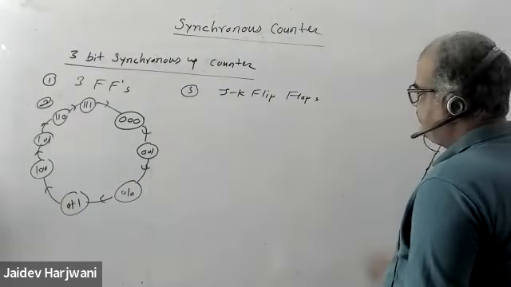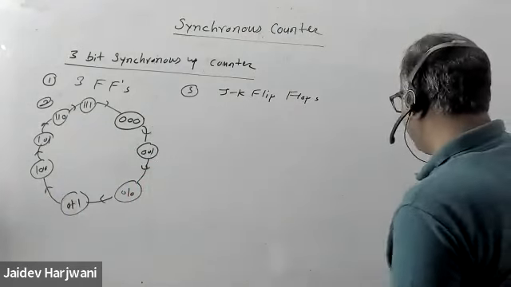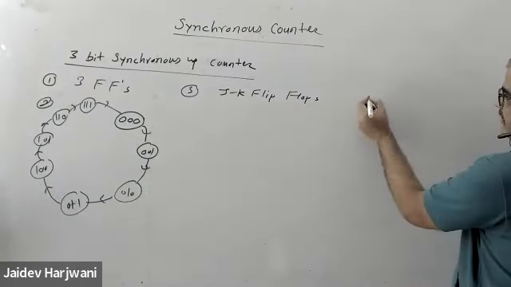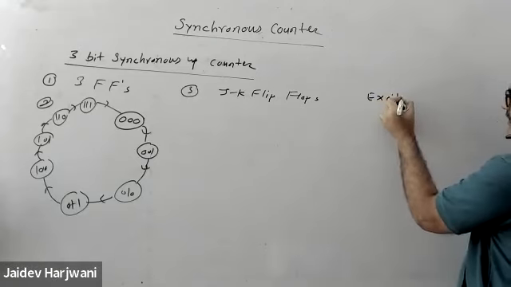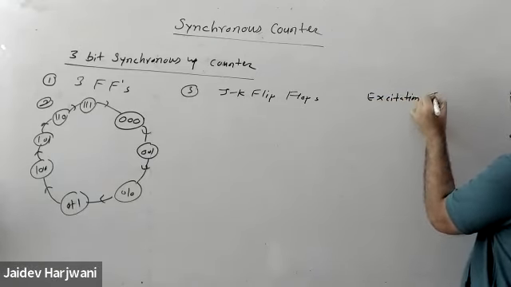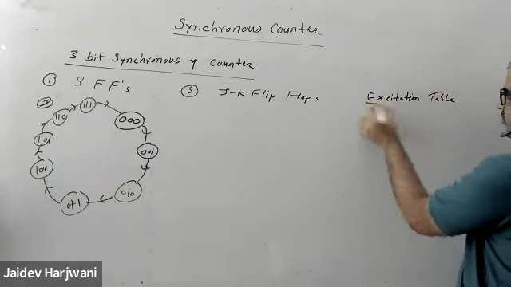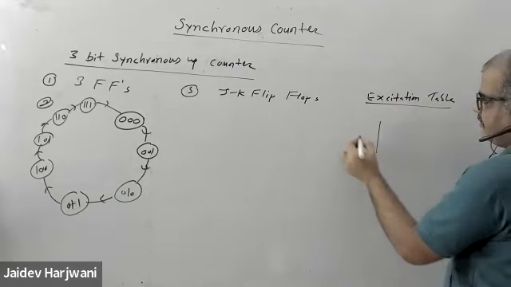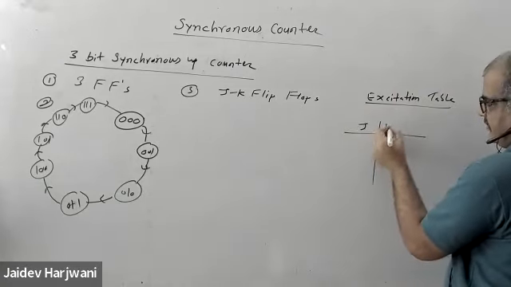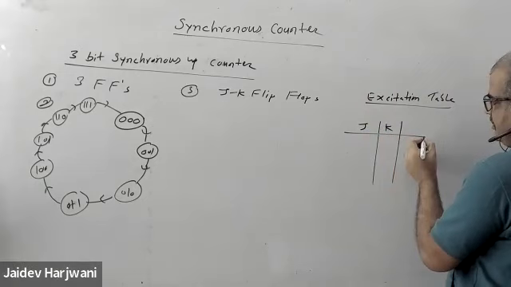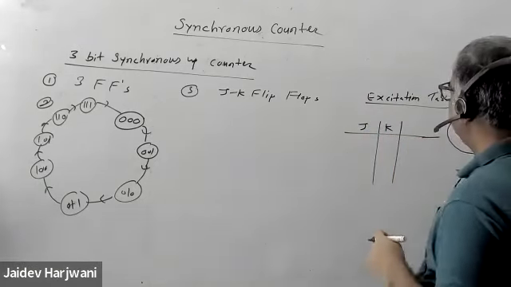Now I'm going to use 3 JK flip-flops. When I'm using JK flip-flops, I should remember its excitation table. What is an excitation table? Once you know the excitation table, very quickly you can make the truth table. So this is your excitation table.